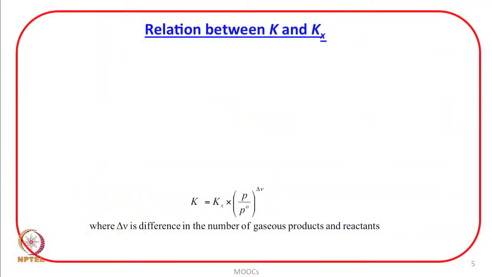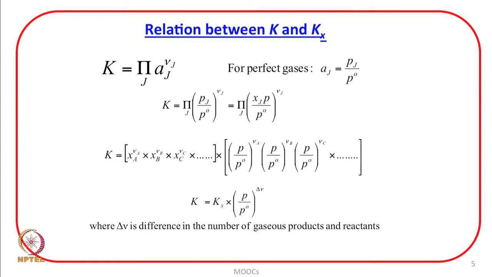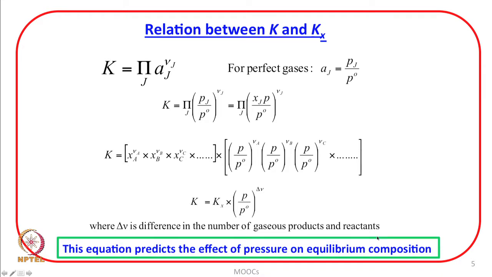So, let us now go back to the slide. We want to talk about the relation between K and Kx, and I have just discussed this entire derivation and we came up with this expression K is equal to Kx into P by P naught raised to delta nu, where delta nu is the difference in number of gaseous products and reactants. And this equation predicts the effect of pressure on equilibrium composition.